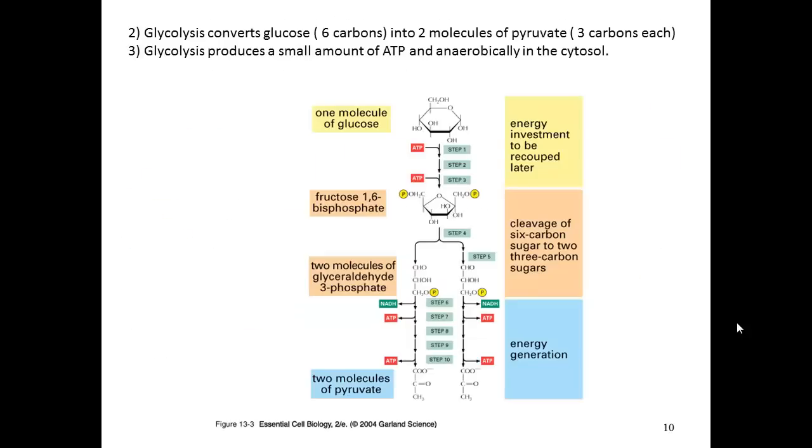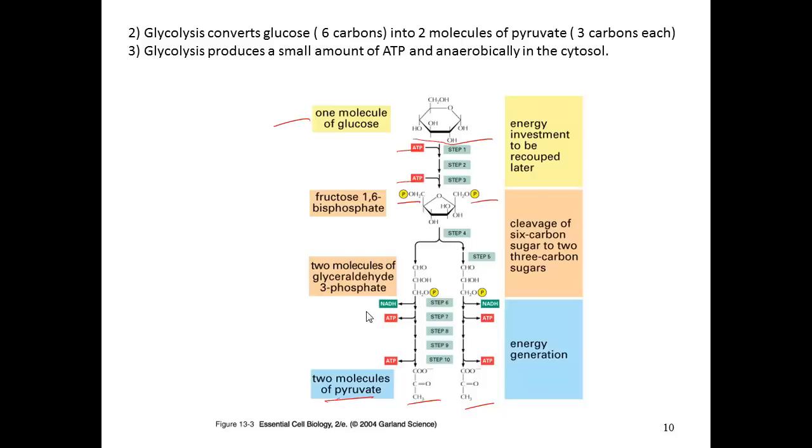On this slide we see an overview of the molecular details of glycolysis. We start with one molecule of glucose with 6 carbons. We will finish with 2 molecules of pyruvate, each with 3 carbons. We're going to invest 2 molecules of ATP, producing this molecule fructose 1,6 bisphosphate. And then that is going to be cleaved.